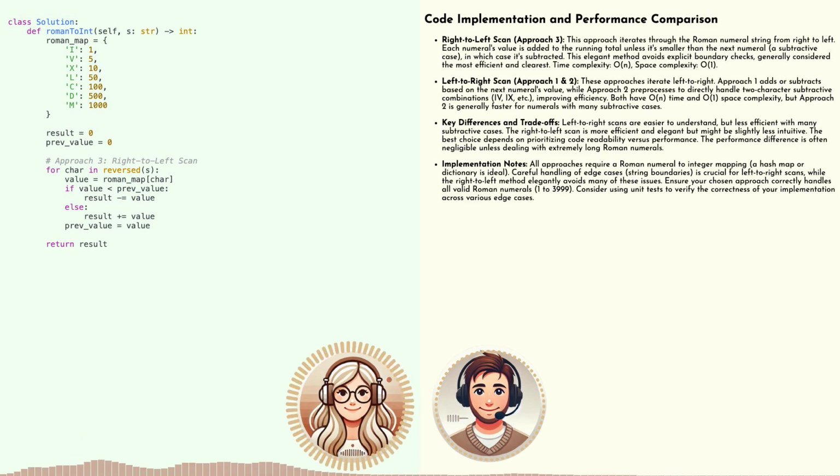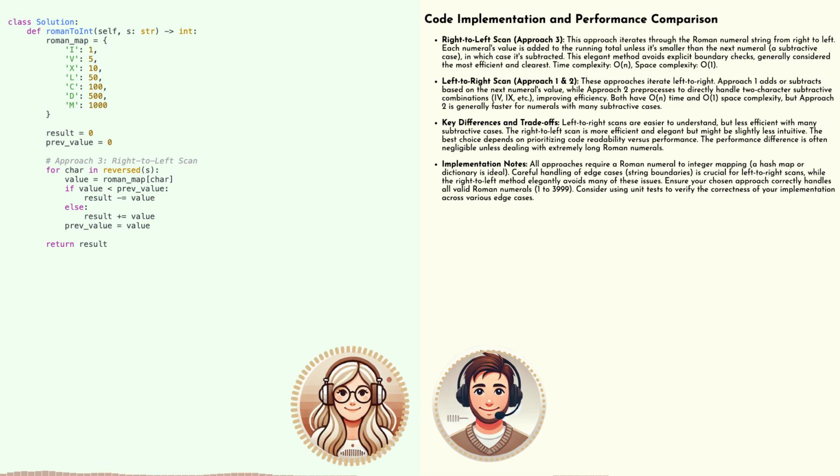Exactly. So in our code, the first thing we do is create a dictionary or a hash map to store that mapping. You'd have entries for individual symbols like I for 1 and V for 5, and then also those special subtractive pairs like IV for 4 and XC for 90. So we do all the hard work up front so the algorithm can just fly through the conversion.